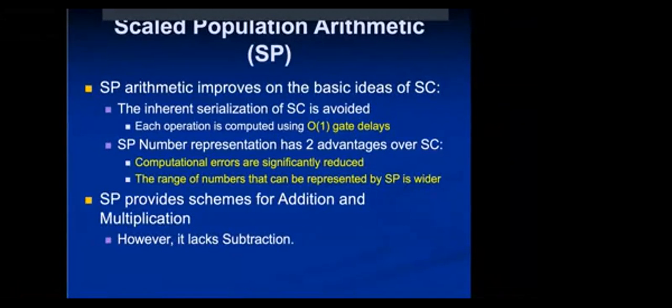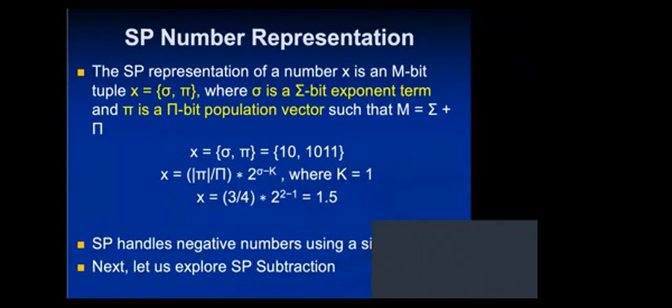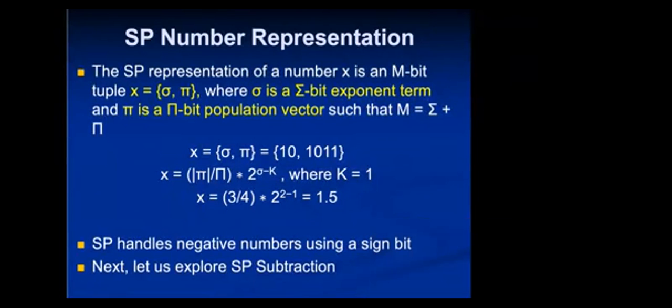SP arithmetic, however, only provides methods for addition and multiplication and not subtraction. The SP number representation relies on two terms, the sigma or exponent term and the pi or the population vector term. Using sigma and pi, it allows us to represent a larger range of numbers. An example is shown on this slide where we can represent the number 1.5 using a sigma term of 10 and a pi term of 1.